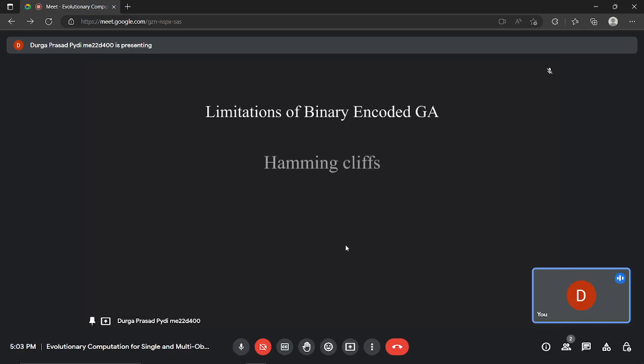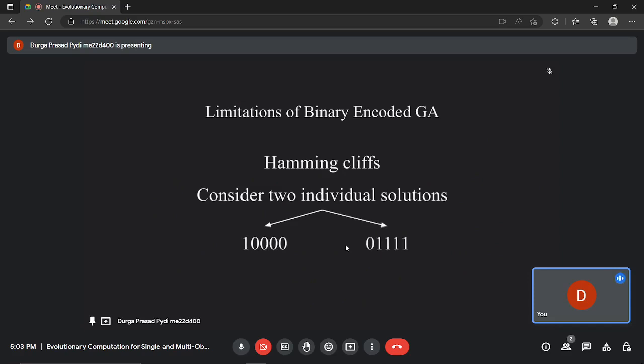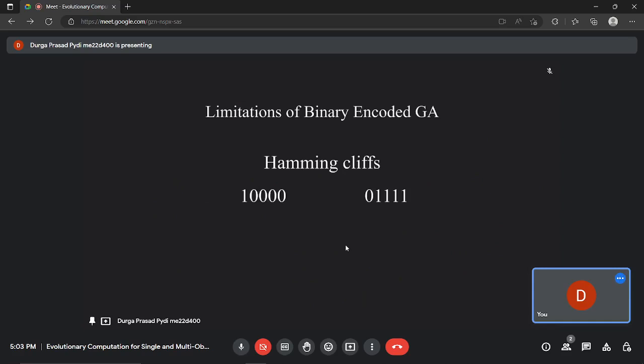The other type of limitation is something called Hamming cliffs. So let's consider two individual solutions as follows: 1 0 0 0 0 and 0 1 1 1 1. If you want to convert these to decimal numbers, the first one will be 16 and the second one will be 15.